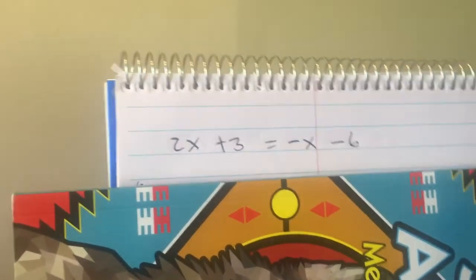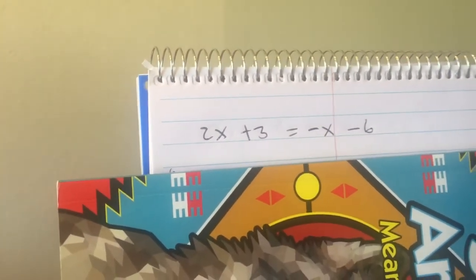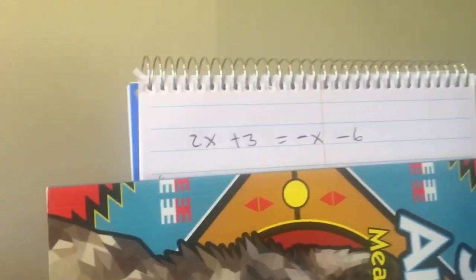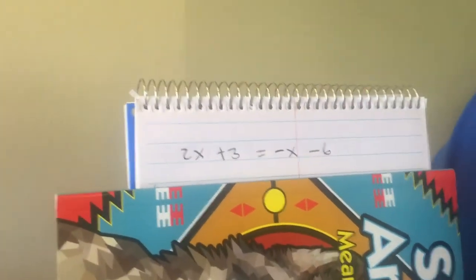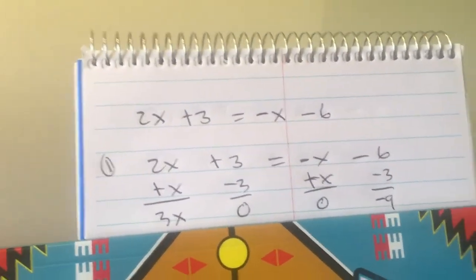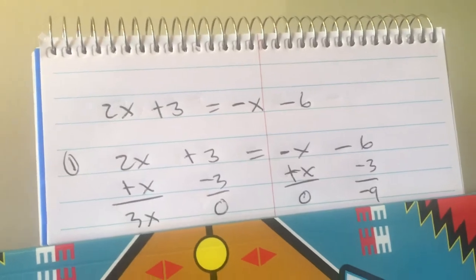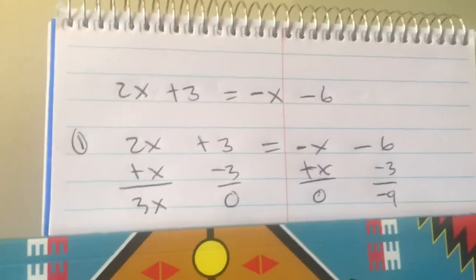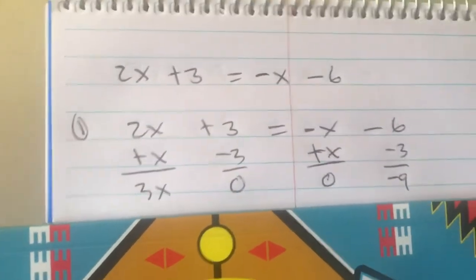So, the first problem we're going to work on is an algebraic equation: 2x plus 3 equals minus x minus 6. So we want to solve for x, meaning we want x on one side of the equal sign and all the numbers on the other side. So step one, we're going to add x to both sides and subtract 3 from both sides. When we do that, we get 3x equals minus 9.